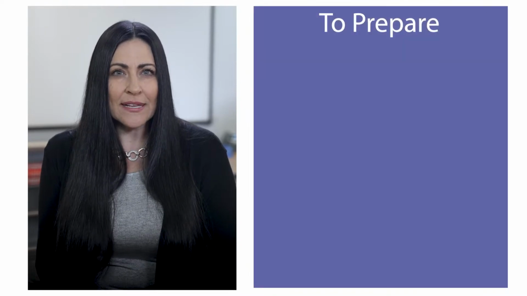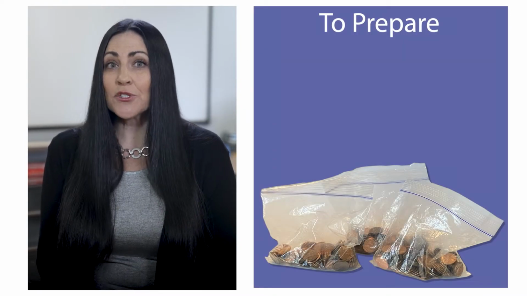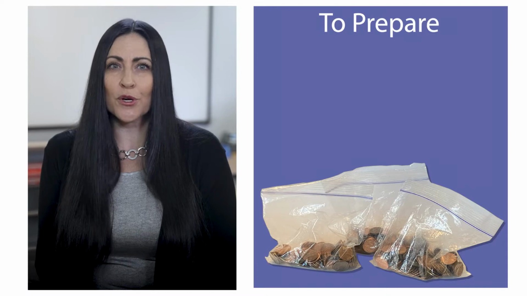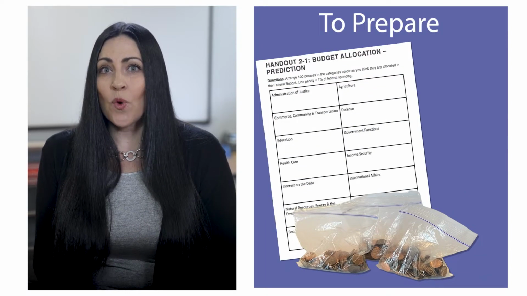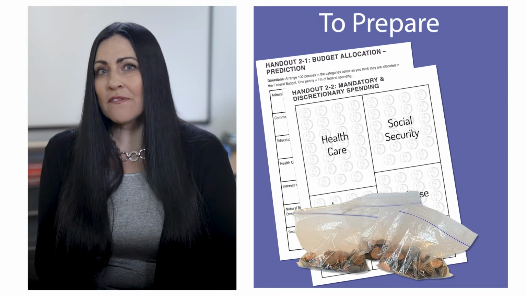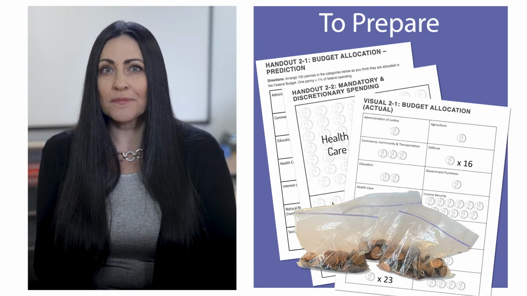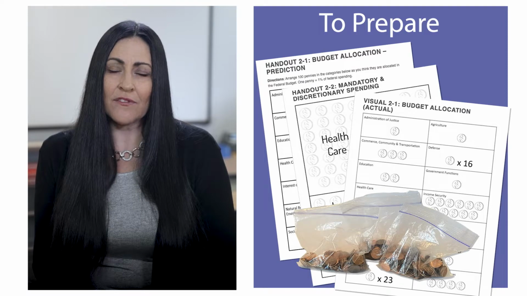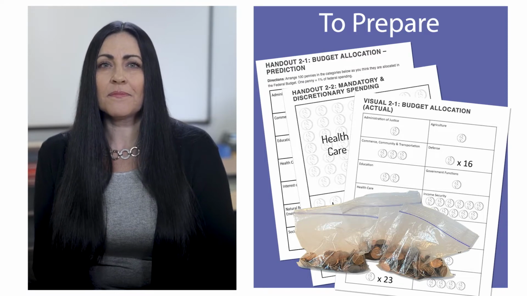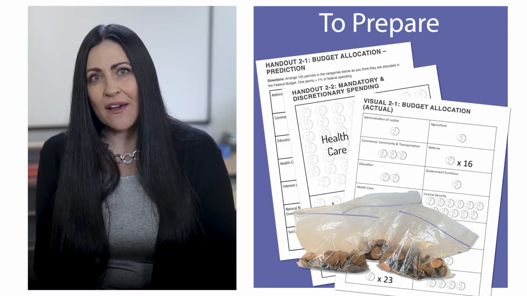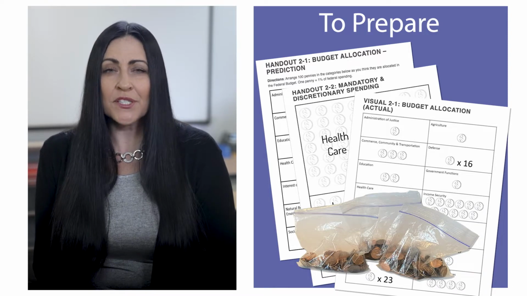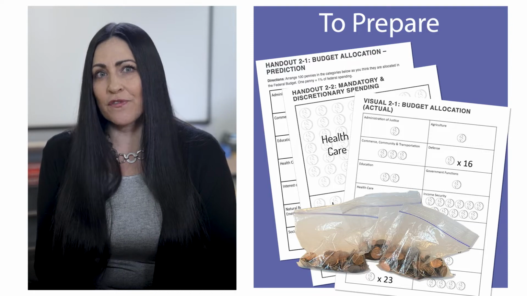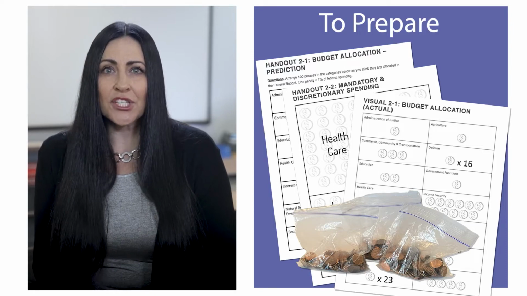To prepare for this lesson, you will need bags of 100 pennies, one bag per group of 4 students. Make one copy of handouts 1 and 2 and a copy of visual 2 for each group. These can also be laminated for reuse. Alternatively, if your students have computers or you're teaching in a virtual classroom environment, students can collaborate using the digital versions of these handouts in the shared Google slides that accompany this lesson.